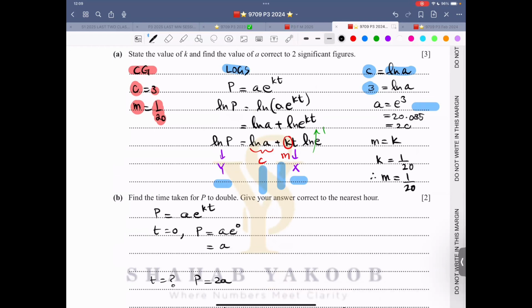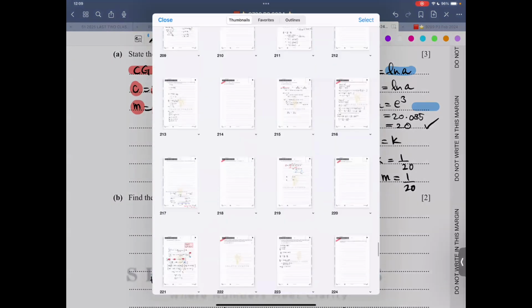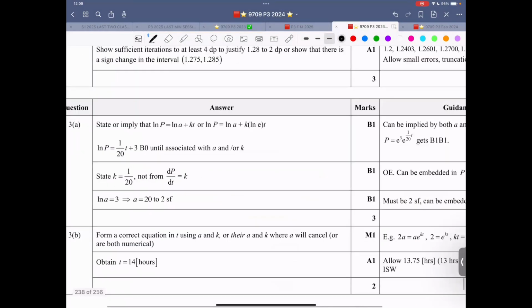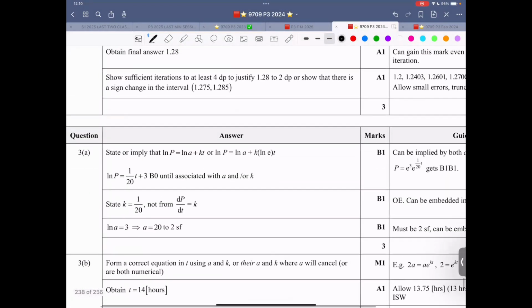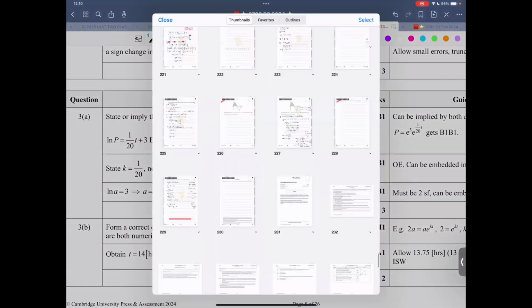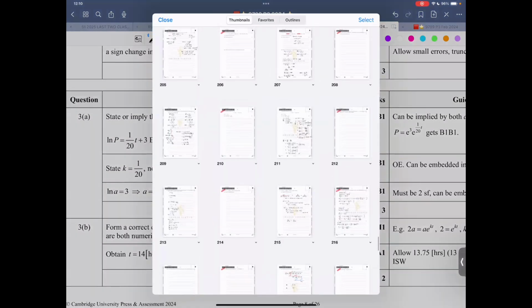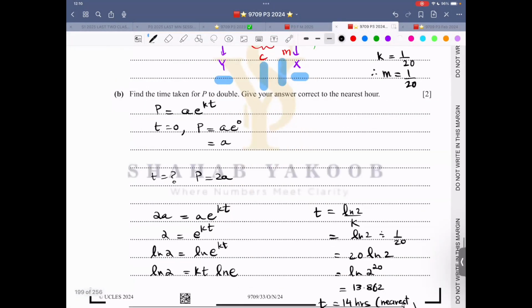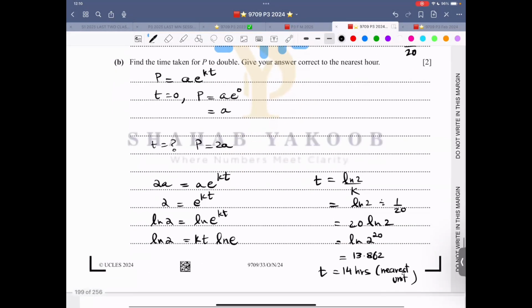So therefore, this should be 20. Let's double check the answer from here, whenever it is needed. So over here, this is 20. And now the second part is left. So now they are placing a lot of emphasis on the significant figures and all these things.